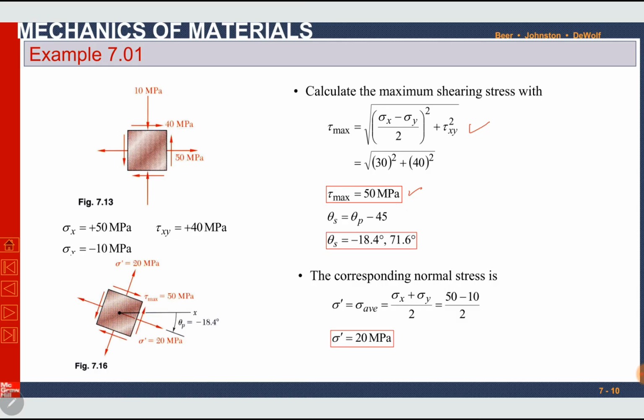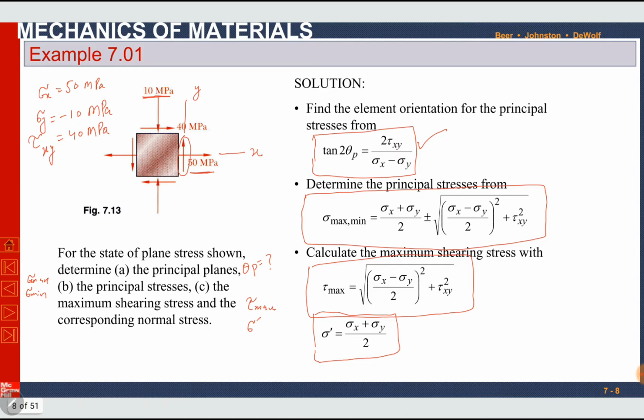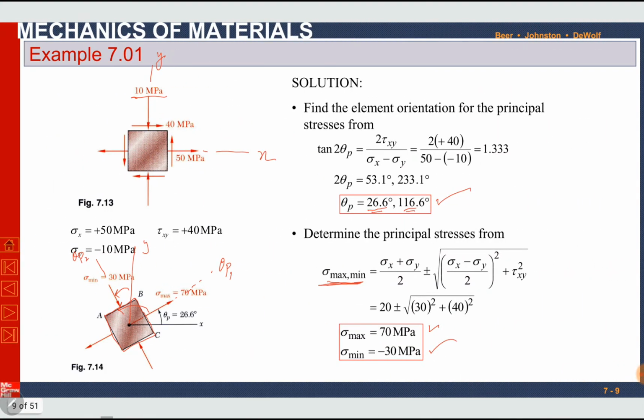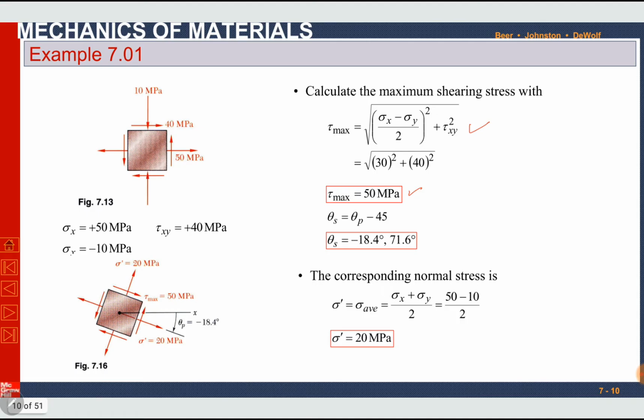Direction of tau maximum is theta s. Either you can use the expression of theta s, this expression, or you can use theta s is equal to theta p plus 45 degree. So theta s is equal to theta p plus 45 or minus 45, both are fine. So theta p minus 45, and theta s is minus 18.4 degree, and again adding 90 degree to minus 18.4, it becomes 71.6. Two values of theta s. Minus means it is in clockwise direction, plus in counterclockwise direction. Here it is theta s. We have drawn an element at an angle of minus 18.4 degree.